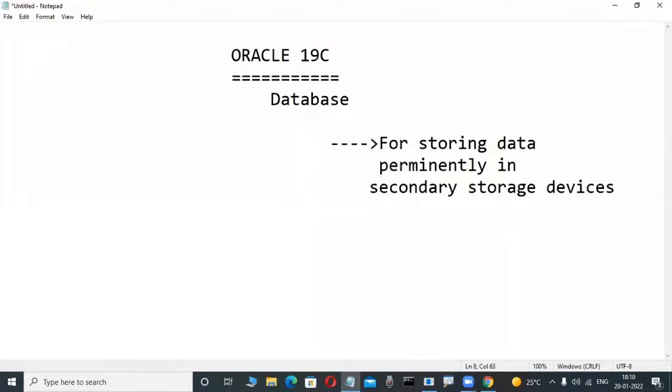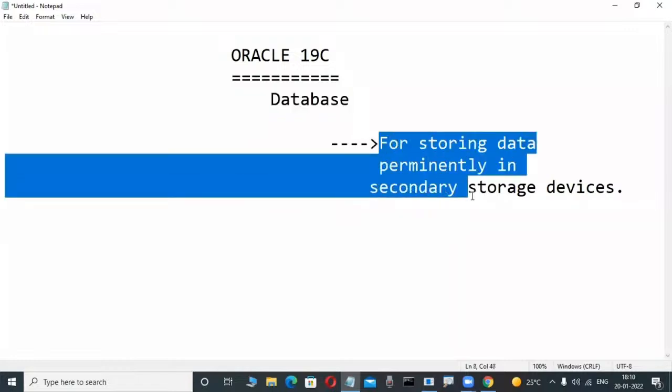Permanent. Suppose today we store data, after 5 years, 10 years, 20 years, even 100 years, your data is still available. You are using it. That's why Oracle is a product from Oracle Corporation, with some version number. This is one of the popular database products. But what is the purpose of that? For storing data permanently in secondary storage devices.